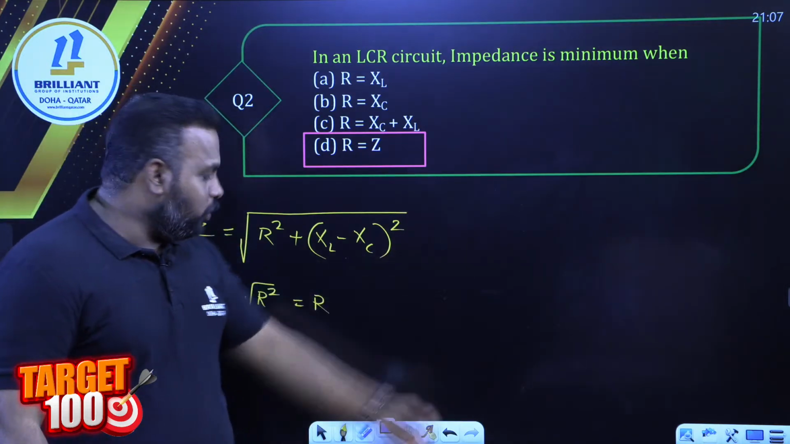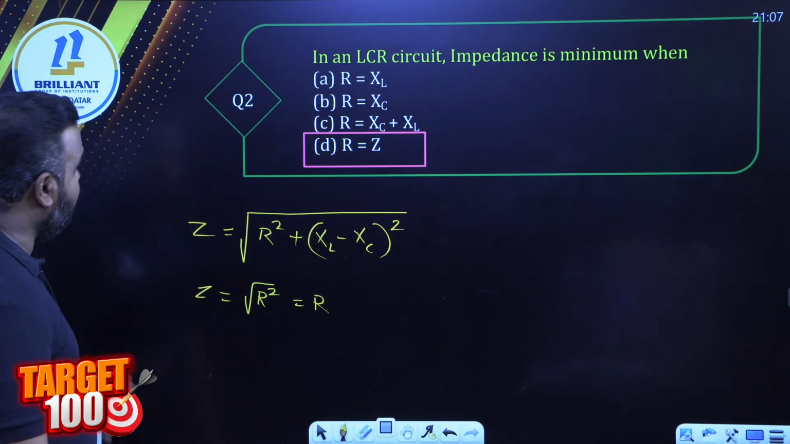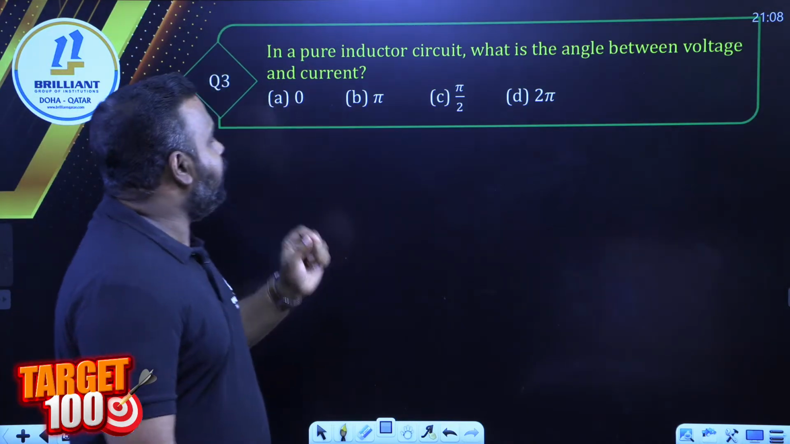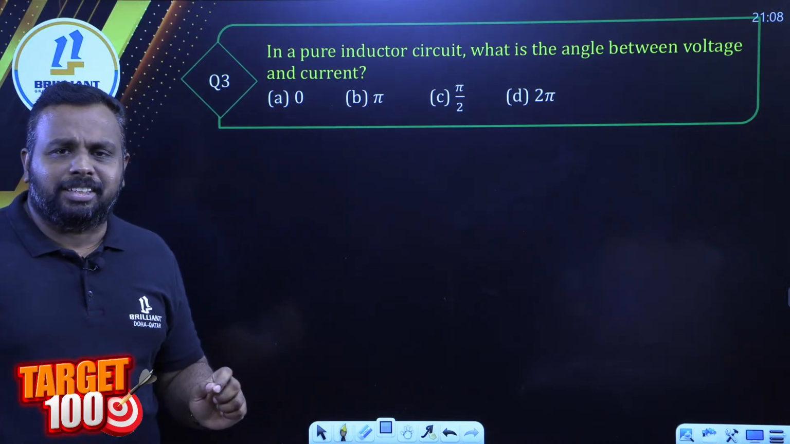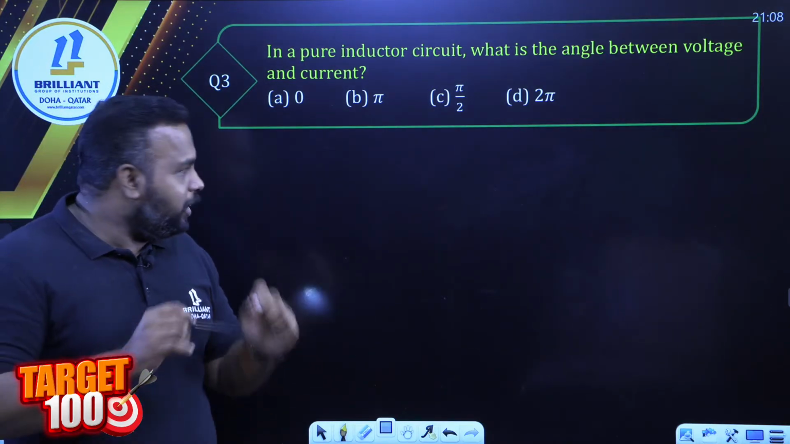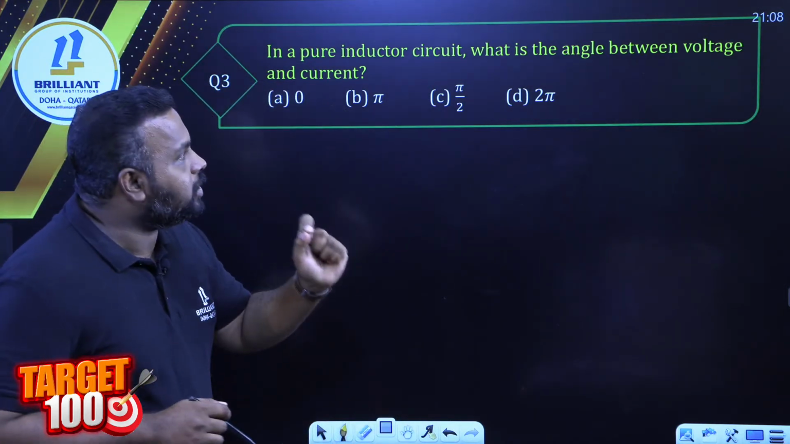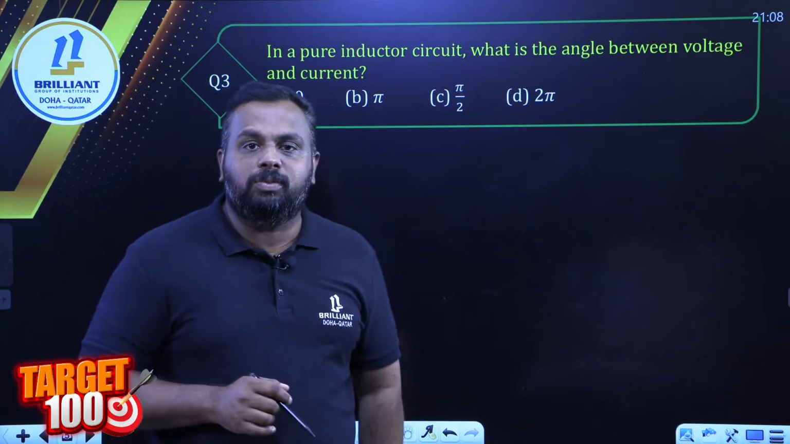Okay, so I am going to the next question. Question number 3. In a pure inductor circuit, what is the angle between voltage and current? I don't think it needs much time. You can answer it in 1 second. In a pure inductor circuit, what is the phase angle between voltage and current?